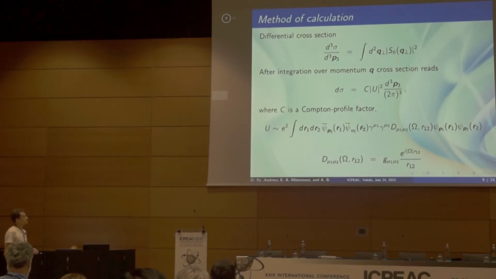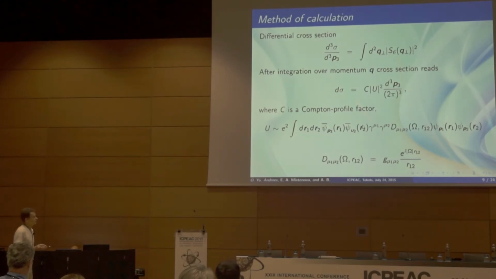The cross-section can be expressed through the transition amplitude in momentum representation in this form. This integration over momentum can be done analytically, and we come to this formula, where C is a Compton profile factor. And I'd like to say some words about this amplitude U. The typical matrix element for this amplitude is given here.